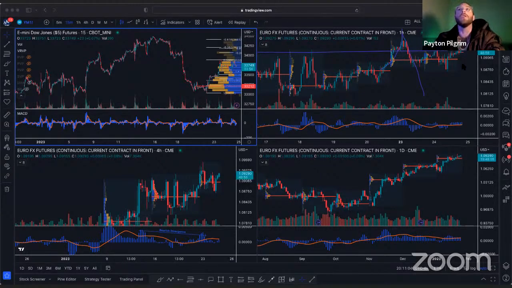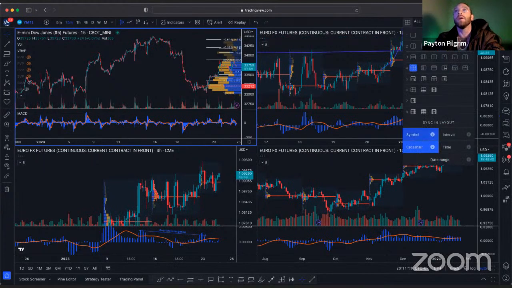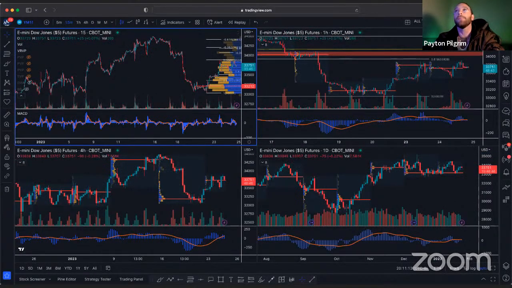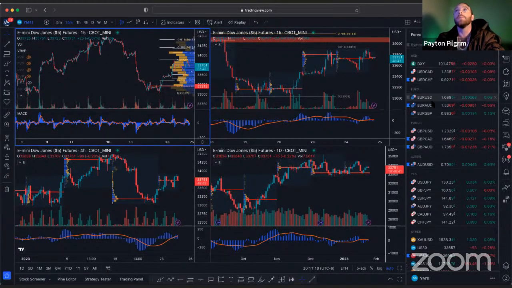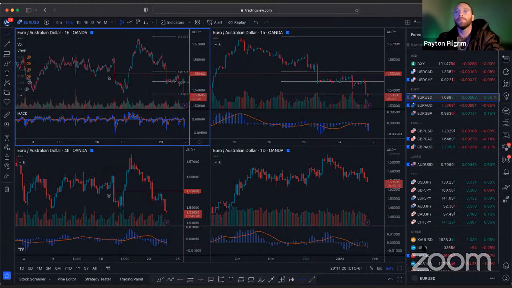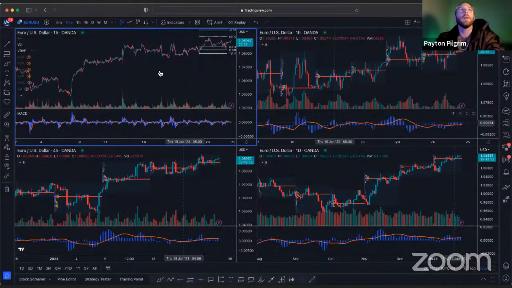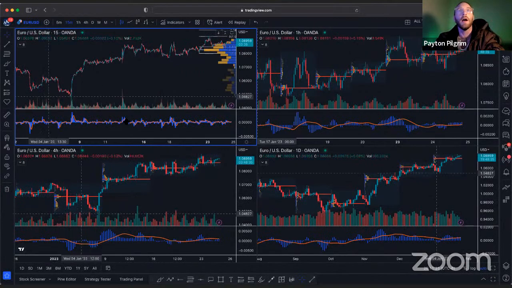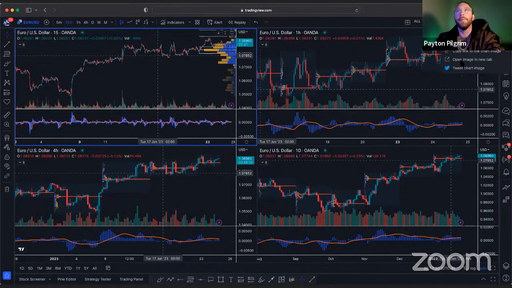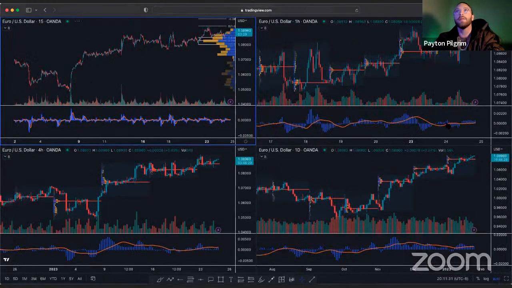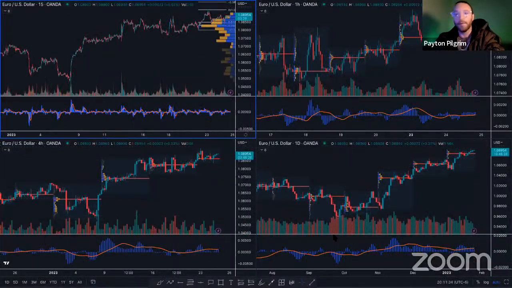So we called out a EURUSD buy. Let's go ahead and get this into the right pair. Okay, so we were on EU. Here we go. I have these set up with the lower time frames on the top, higher time frames on the bottom. Let's make this full screen here. We should all be able to see.